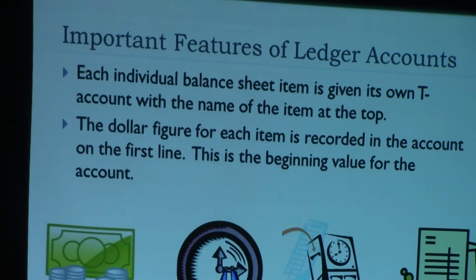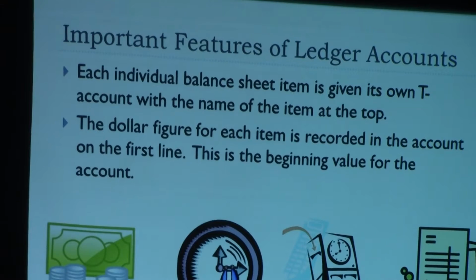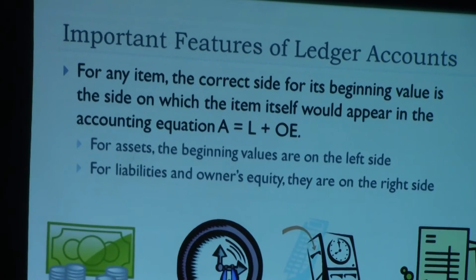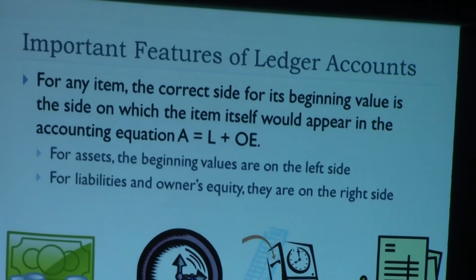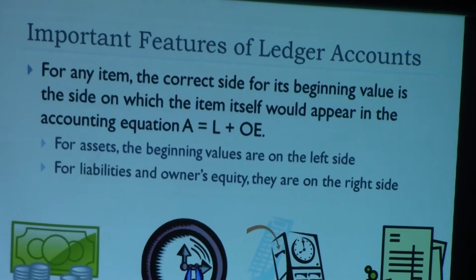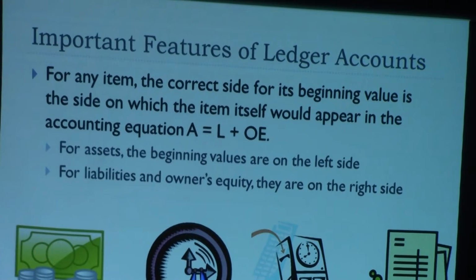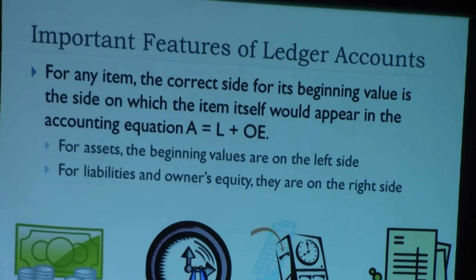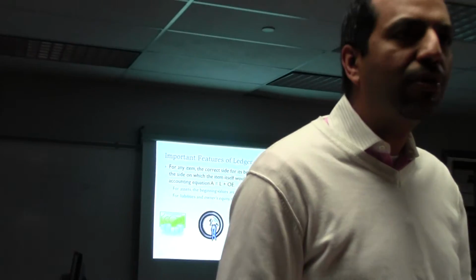As you add transactions, you go down on the T account, and at the end there is obviously the balance at the end. For any item, the correct side of its beginning value is the side on which the item itself would appear in the accounting equation. So again, everything ties back to the accounting equation. Assets equals liabilities plus owner's equity. So you can see that assets are on the left side of the equation and liabilities and equities are on the right side of the equation.